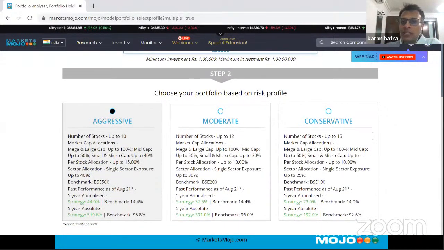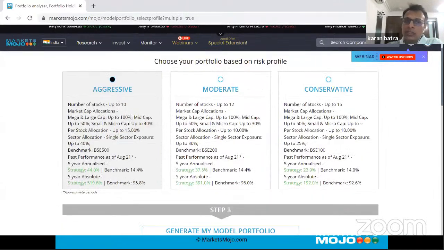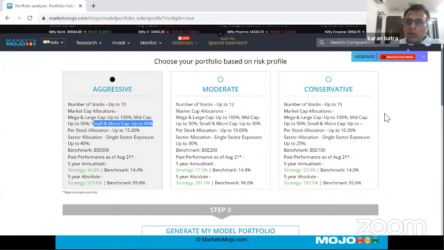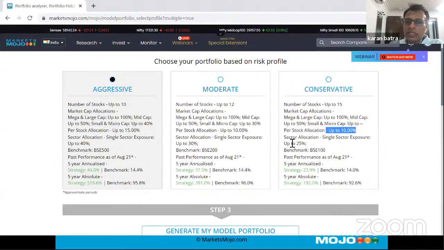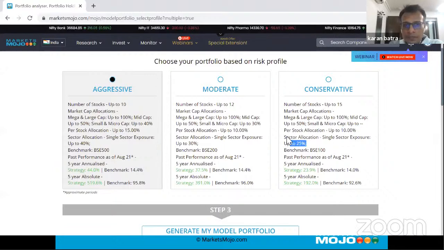3 portfolios, they are different in terms of the allocations. Now, like an aggressive portfolio can potentially go up to 40% in small and micro caps, while a conservative portfolio will not go into small and micro caps. This is a more concentrated portfolio with single stock exposure can go up to 15%. Here it will be 10%, and single sector exposure is 40 and 25.